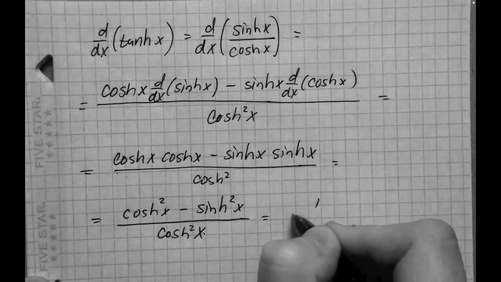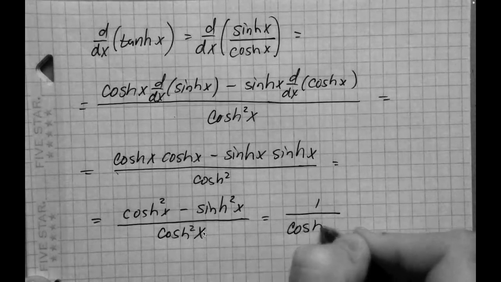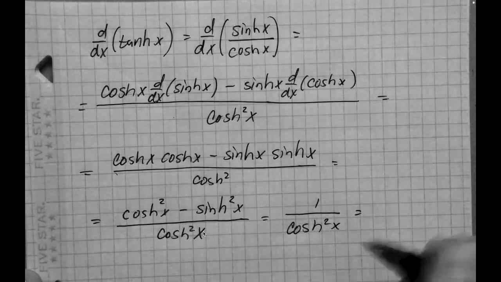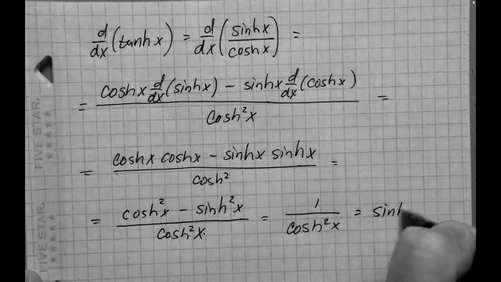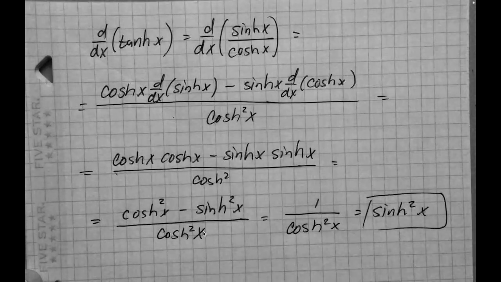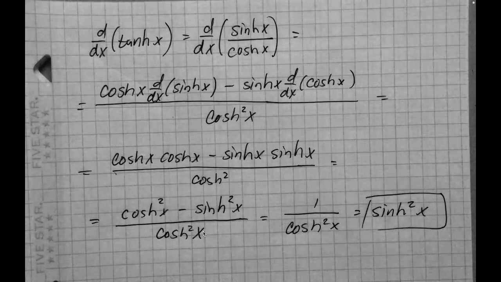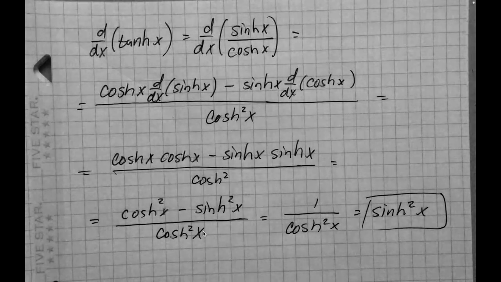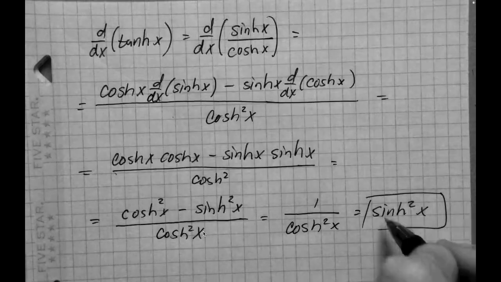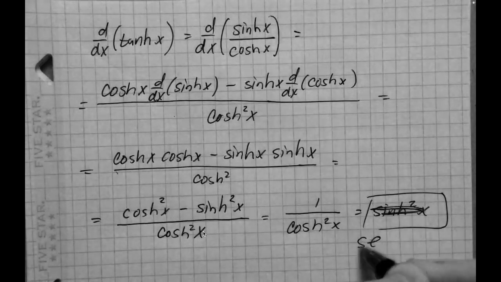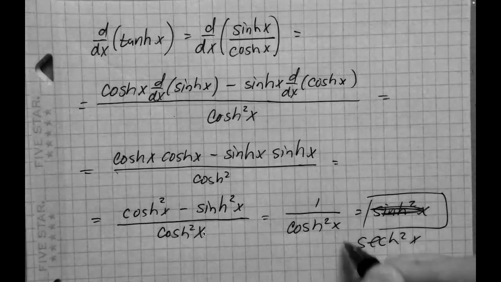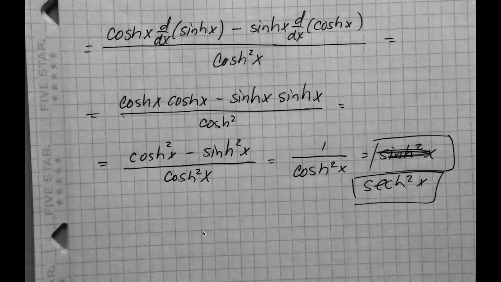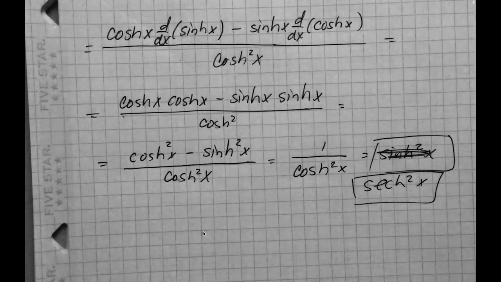And so this is 1 over cosh squared x, which is what? It is sech squared x, hyperbolic secant, not the hyperbolic sine. Okay, all right, so that's a couple proofs, and then you could go through the rest of them.